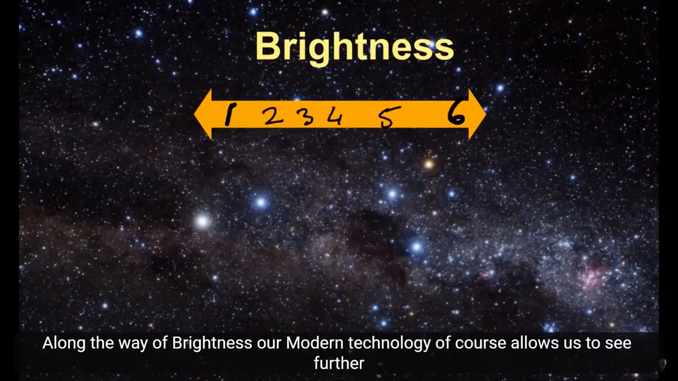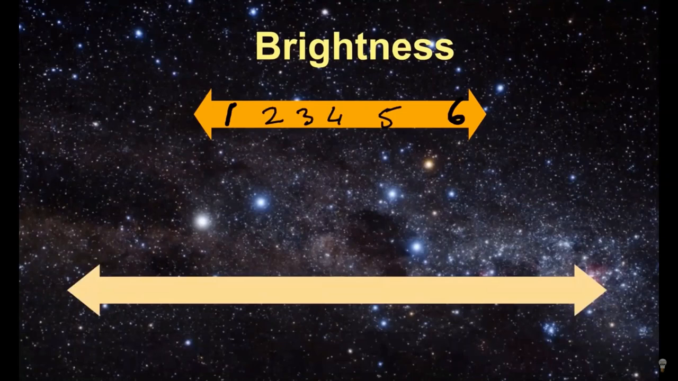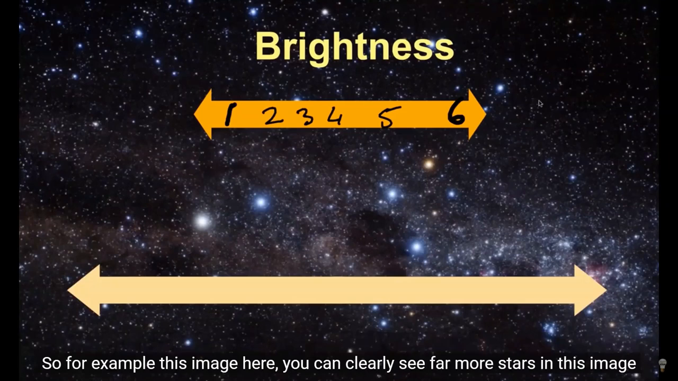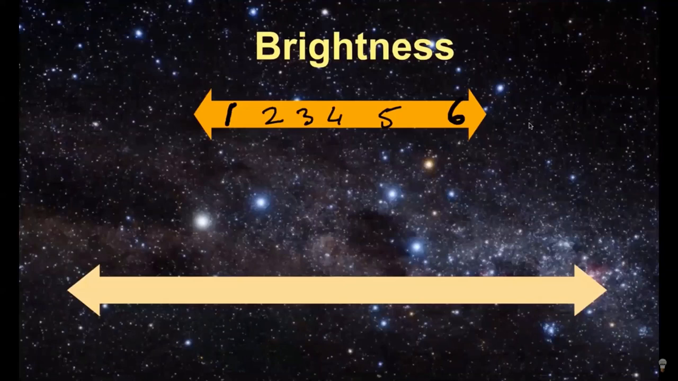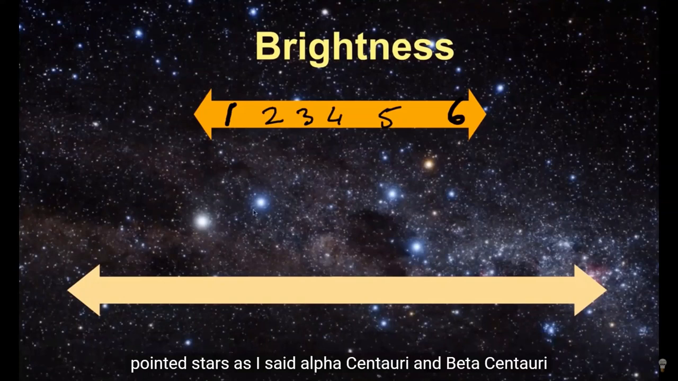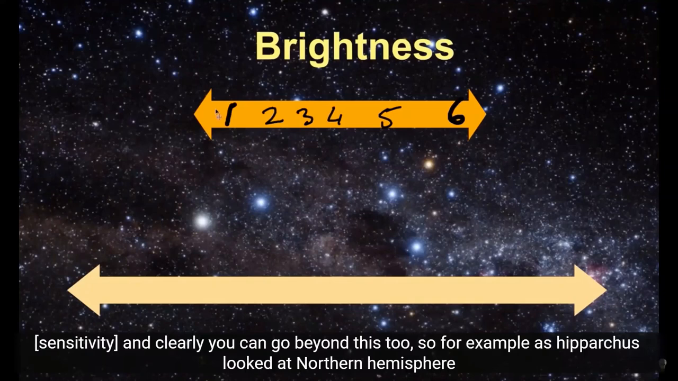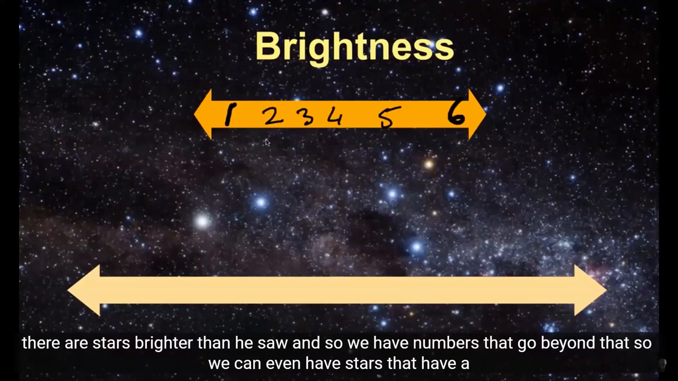Our modern technology, of course, allows us to see further. We are now able to go beyond that. So we can get brightness of stars that are beyond six because now we have telescopes to see dimmer stars. So, for example, this image here, you can clearly see far more stars in this image than you would naturally, even in the best situations, such as out deep in the country without light pollution. If you were to look at the Southern Cross and saw the pointer stars, as I said, Alpha Centauri and Beta Centauri, you would not see all this detail because simply our eyes aren't able to see such low sensitivity. And clearly we can go beyond this too. So for example, as Hipparchus looked at the Northern Hemisphere, there are stars brighter than his, and so we have numbers that go beyond that. And so we can even have stars that have a brightness of a value that is brighter than one, so even into the negative values.